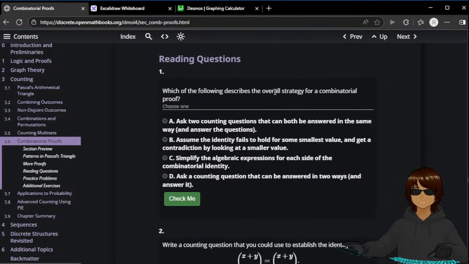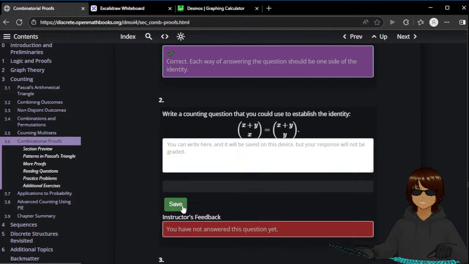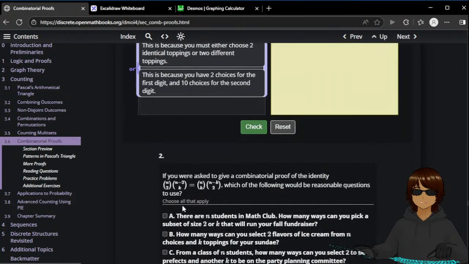Which of the following describe the overall strategy for combinatorial proofs? Ask 2 counting questions that both can be answered in the same way, and answer the other questions. Ask a question that can be answered in 2 ways. Yes.